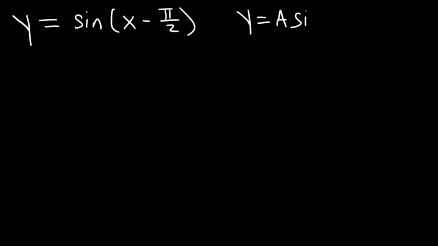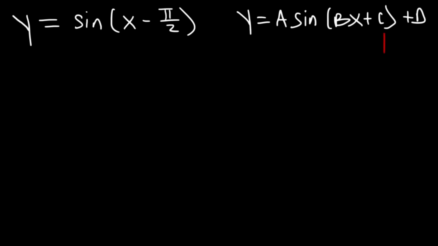Now let's talk about how to graph this function: sine of (x minus pi divided by 2). How can we do so? Considering the generic formula, a sine(bx plus c) plus d.